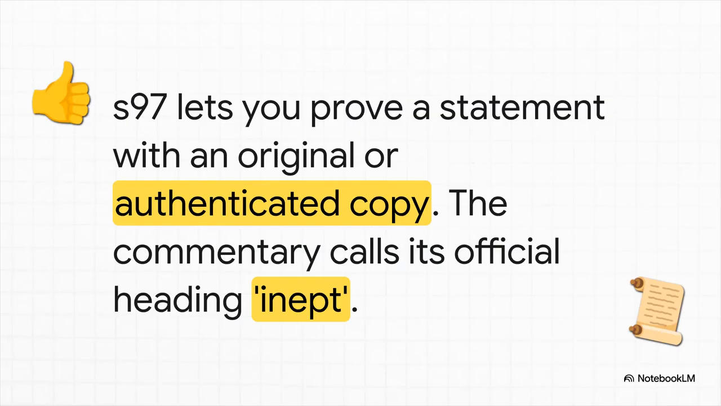So, Section 97, this is your new best friend for authentication. And I love this little detail from the commentary. The section's official heading is actually described as inept. It's just a great reminder to always look past the titles and get to the substance. And the substance here is super simple. You can prove a statement just by producing the document or an authenticated copy. It's efficient and it's powerful.